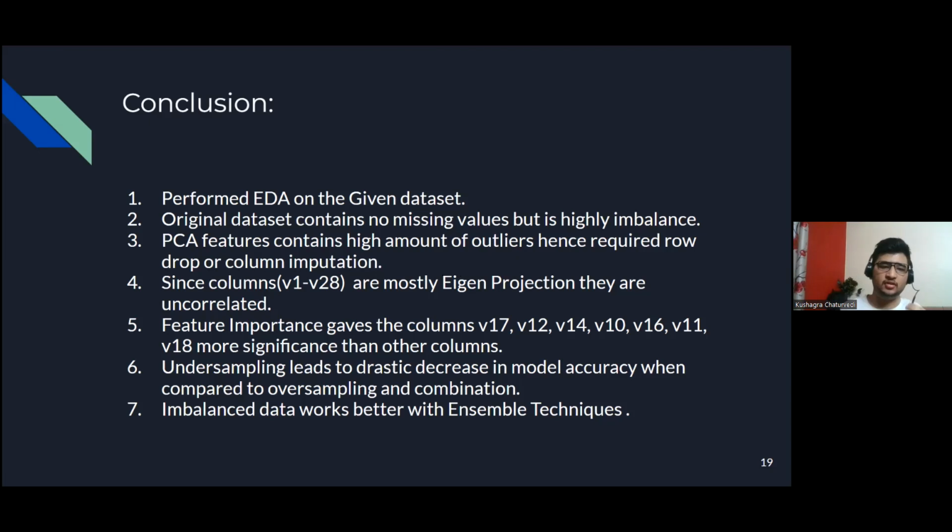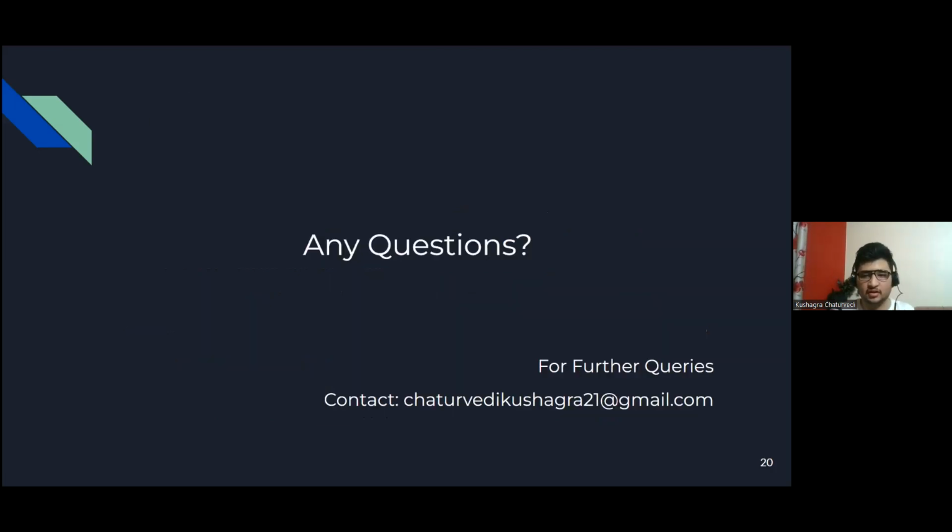Then we also found that undersampling leads to a drastic decrease in model accuracy. As I've shown, the random forest gives us only 10%, so it's quite a low accuracy. So undersampling can be rejected. We also got to know that imbalanced data works better with ensemble techniques rather than logistic regression or SVM, which are simple classification techniques. So this is the conclusion I have come to after performing the EDA. Any questions?